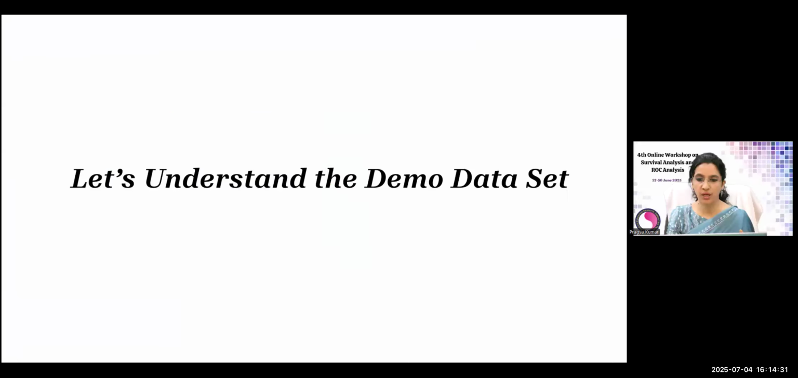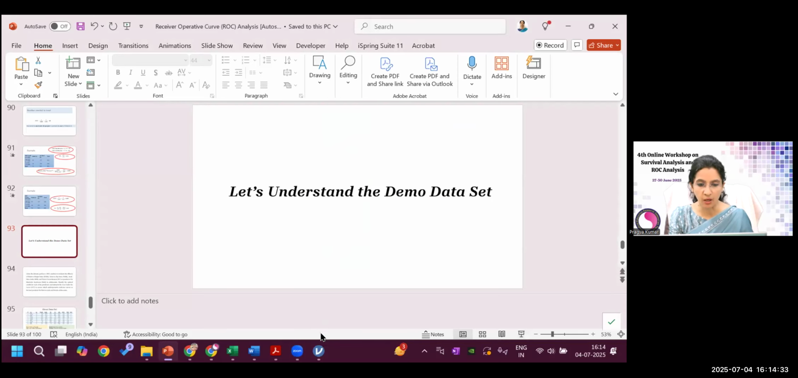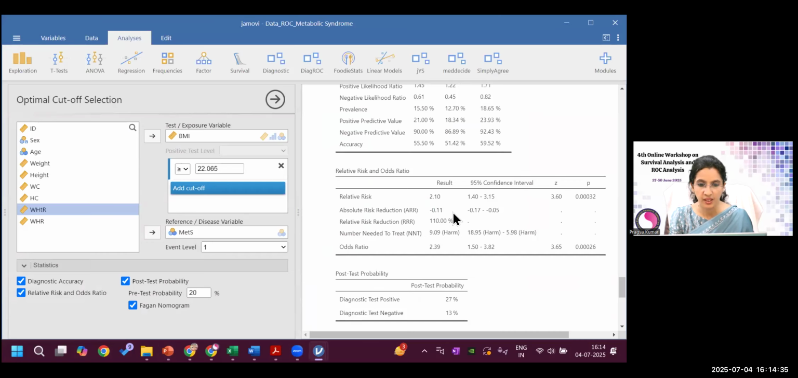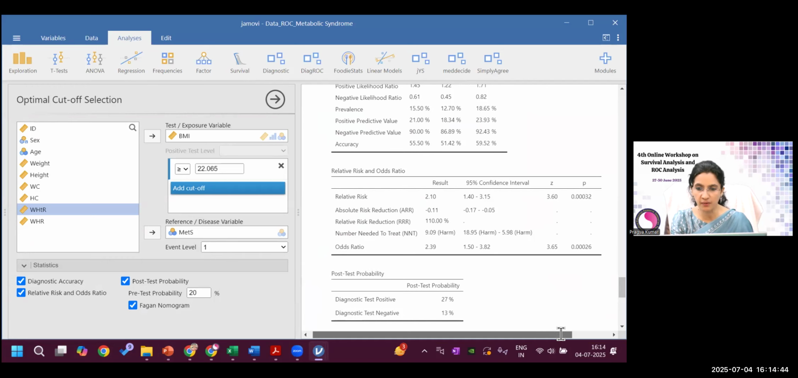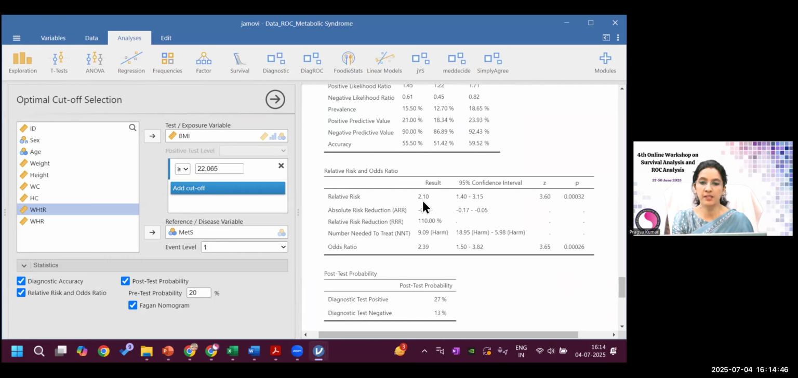So now coming to this output. I have not shown you this relative risk and odds ratio. I've ticked this relative risk and odds ratio, and this table you will get. I was just explaining it. So relative risk is 2.1, as we have seen from the 2 by 2 table. This absolute risk reduction is 0.11.